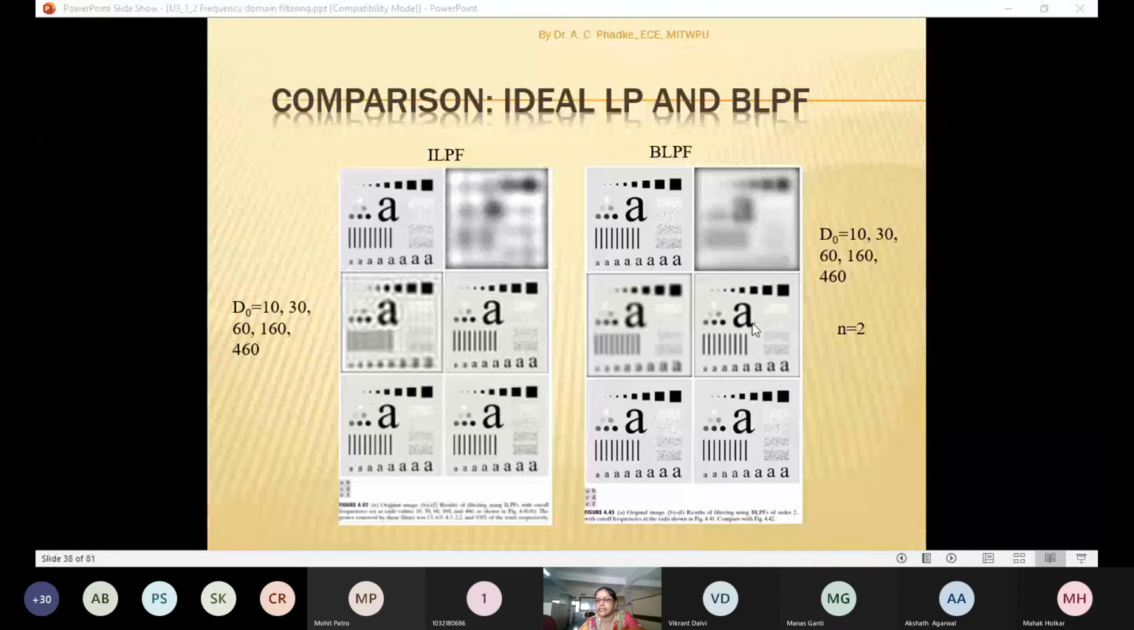For both these images, radius is 60, but this image uses ideal low pass filter. This is result of ideal low pass filter, and this is result of Butterworth low pass filter.